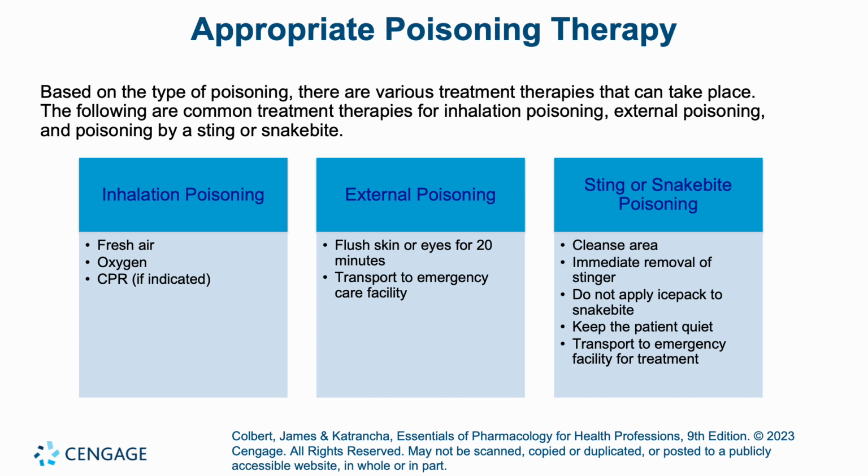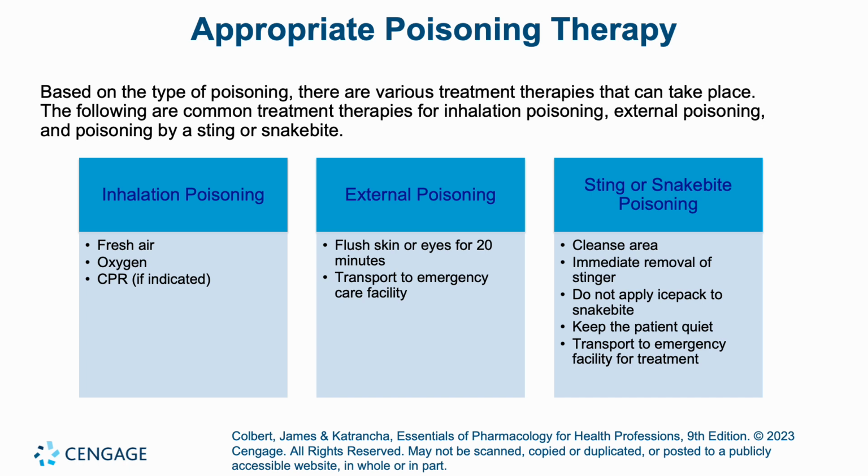External poisoning: flush skin or eyes for 20 minutes. If it's on the skin or in the eyes or other mucous membrane, we want to flush and transport to an emergency care facility. You do sometimes run the risk of a very deep burn or even loss of vision if it's in the eye. So we want to flush as much as possible and then get them to an emergency care facility that will know what to do with that specific type of poisoning.